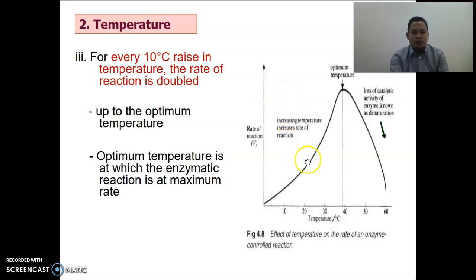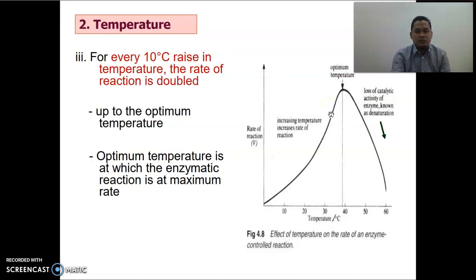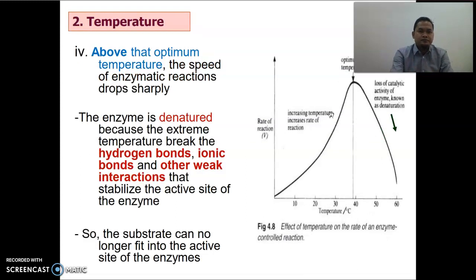Ini berlaku apabila increase of the temperature. Ini akan increase kinetic energy, menyebabkan substrate ini akan bergerak dengan lebih pantas. Dan dia punya chance to bind with the active site juga akan meningkat. But, apabila above of the optimum temperature, the enzyme becomes denatured.